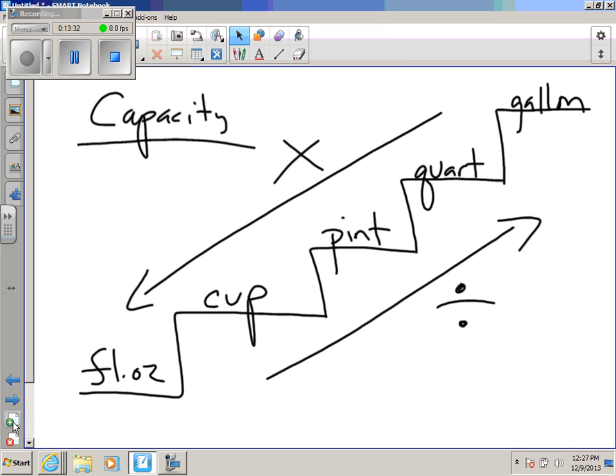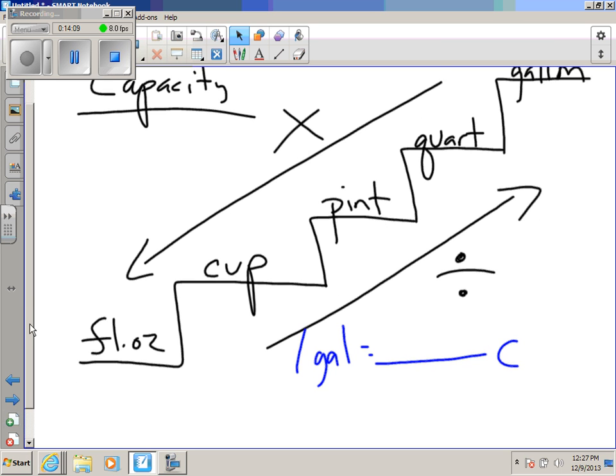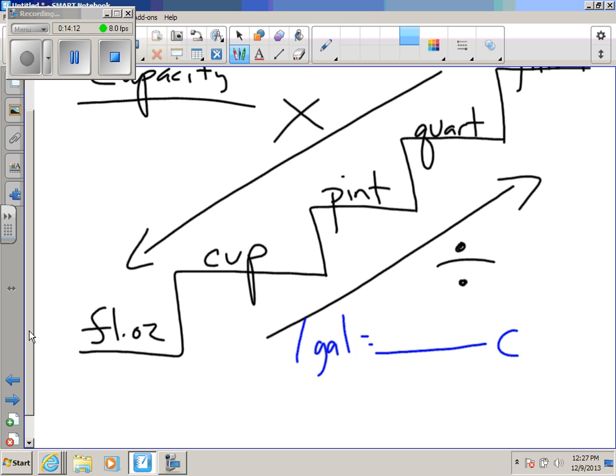All right, what else we got? How do we go from gallons to cups? 1 gallon into how many cups? How would we do that? Notice where gallon is, notice where cup is. Chris? Gallons to cups. We'll multiply. And what else? Here's gallon up here.